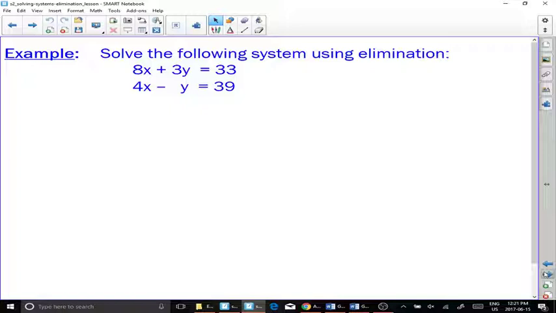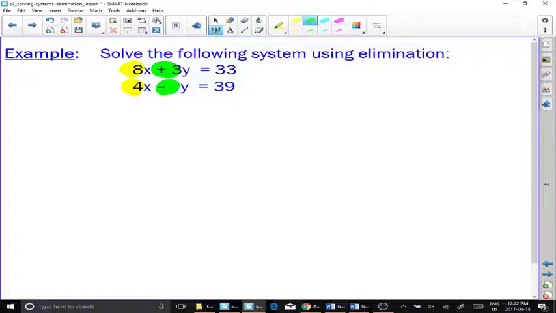So here's the first question. Solve this system using elimination. So what we want to do here is look at the numbers in front of like variables. In other words, what are the numbers in front of x's? Well, we have an 8 and we have a 4. What are the numbers in front of the y's? We have a 3 and a -1.